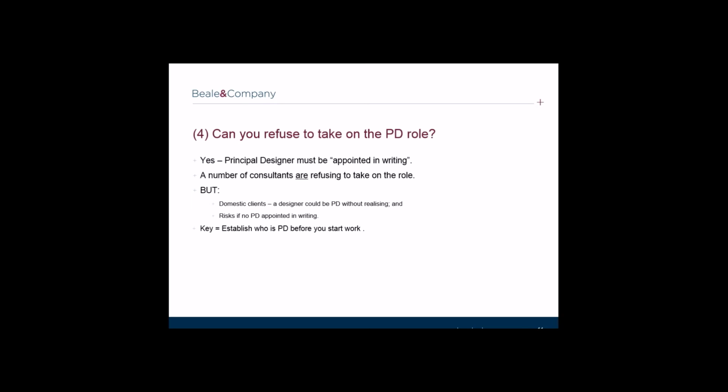Nevertheless, when working for clients who are not domestic clients, even if you have refused to take on the role at the outset, it is very important that another party is appointed as PD. If the project proceeds without a PD being in place, the client must fulfill their duties. If the client is not prepared to do so, there may be a risk of the design team being brought into any enforcement action, if there is one, on the basis that the design team did not ensure the client was aware of its duties under CDM 2015. Or, for example, because the client might have thought that it had appointed one of the parties as principal designer. It is therefore important to ensure that a party has been appointed as principal designer in writing before starting work on a project.